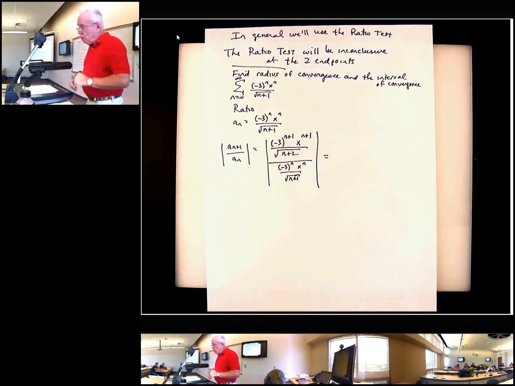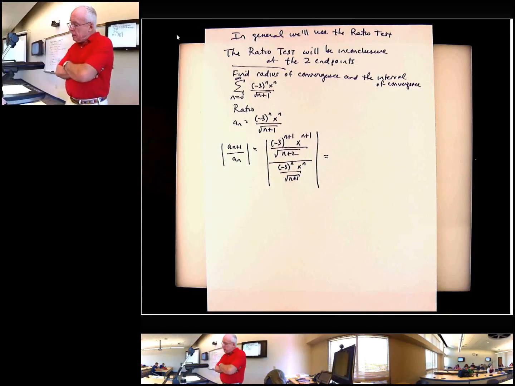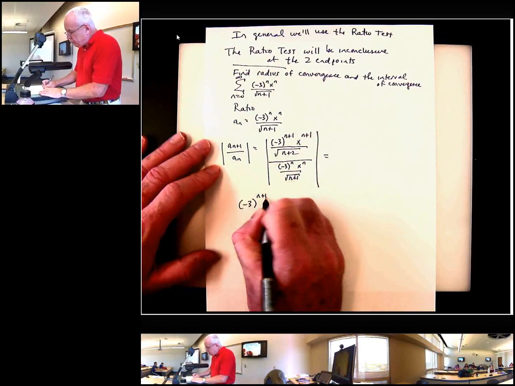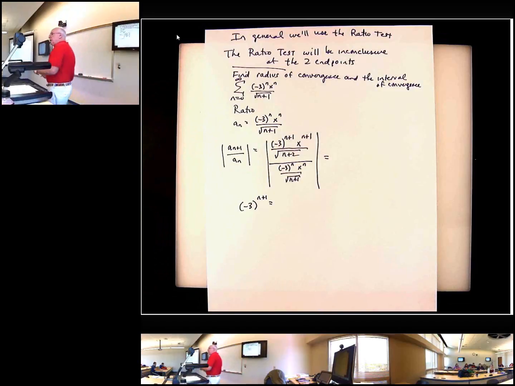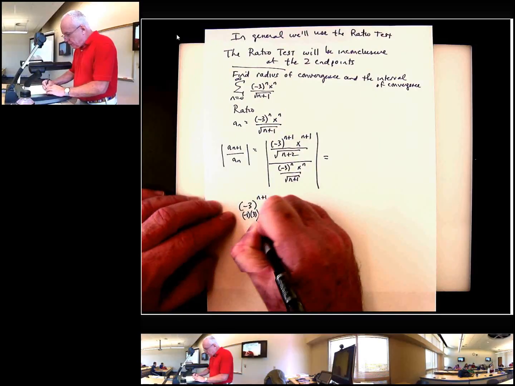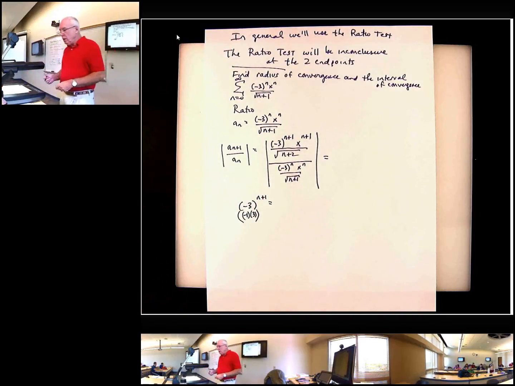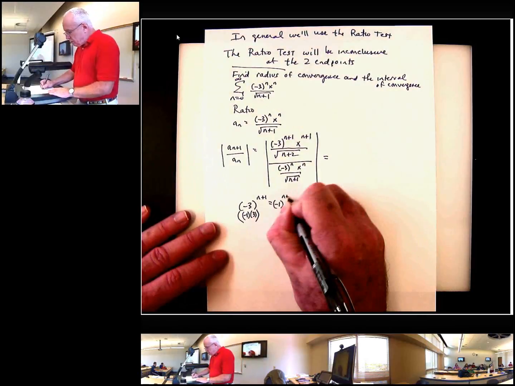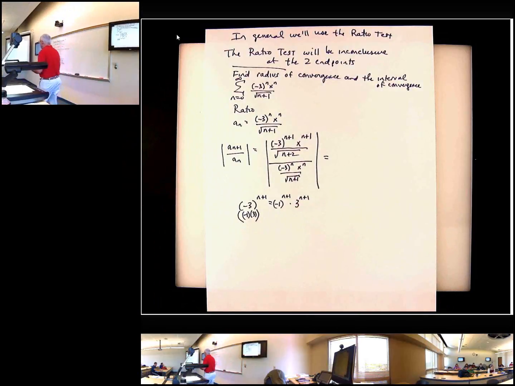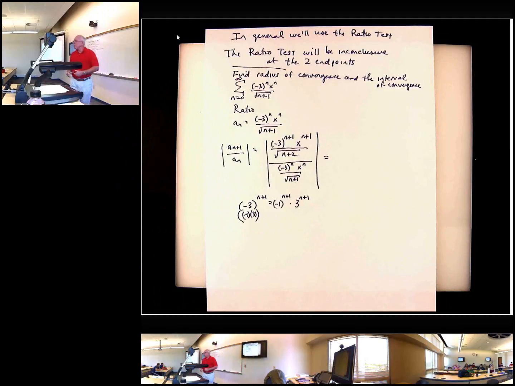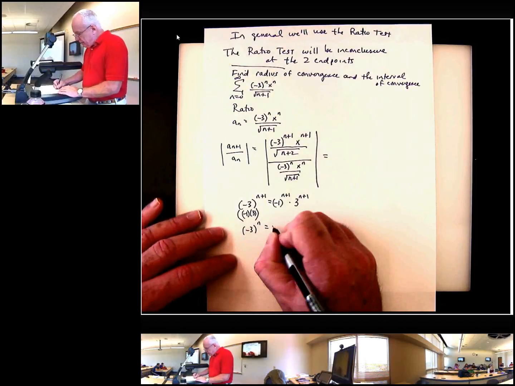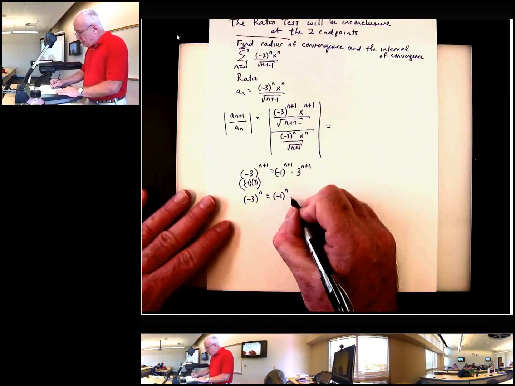Now again, for purposes of absolute value, let me point out this. Minus 3 raised to the n plus 1 power can be rewritten a little bit differently. Notice this minus 3 is really minus 1 times a positive 3, all raised to the n plus 1 power. So it can be rewritten as minus 1 to the n plus 1 power times positive 3 raised to the n plus 1 power. I'm just breaking it apart. And I can do the same thing with minus 3 to the n power. That's going to break apart as minus 1 to the n power times 3 to the n power.